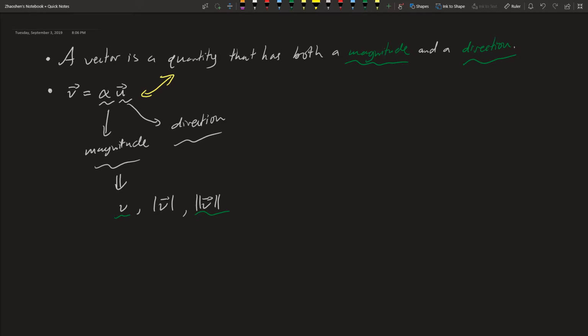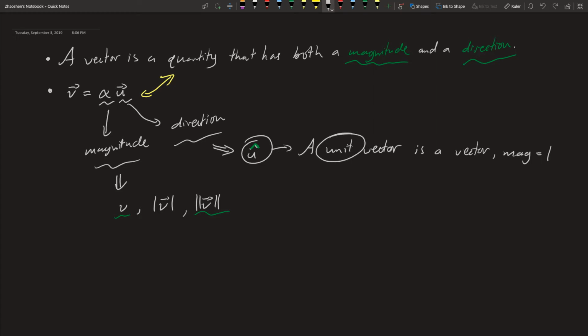Okay, what about the direction? I'm going to replace this direction by another vector. Let's call it u, but instead of u with an arrow on top, I'm going to write u with a little hat on top. I'll explain what this means. This is actually called a unit vector. All unit vectors are denoted by this hat. Now, what is a unit vector? A unit vector is just a vector, right? But it has a magnitude of 1, always 1. That's why it's called unit.